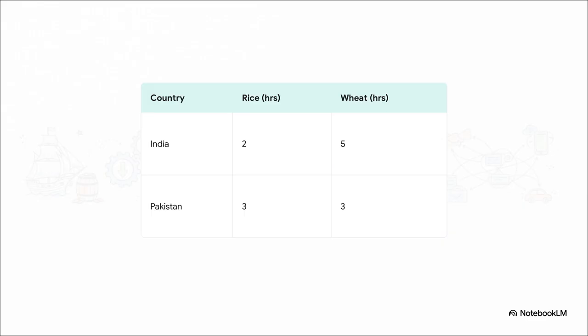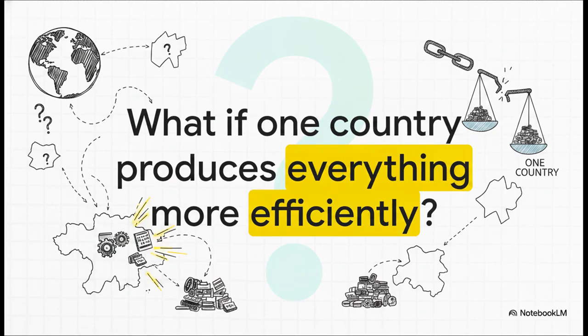Smith's solution to this? Stop trying to do everything. India should specialize in rice, Pakistan in wheat, and they should just trade. Both countries end up getting more goods for less total labor. It makes perfect sense, right? But here is the fatal flaw in Adam Smith's theory. What happens to global trade if one country is just incredibly efficient and has an absolute advantage in producing absolutely everything? Would trade simply stop? This pivotal question sets up the next major plot twist in our economic history.